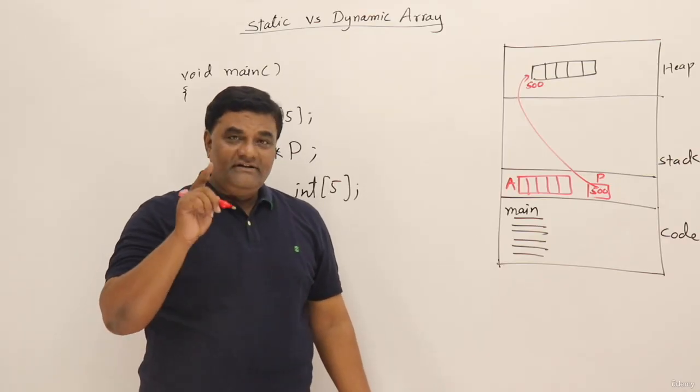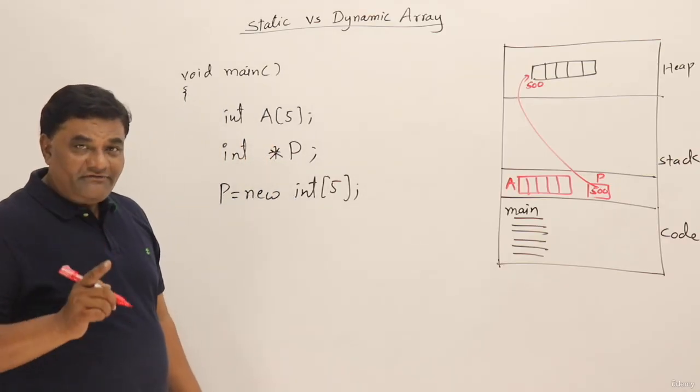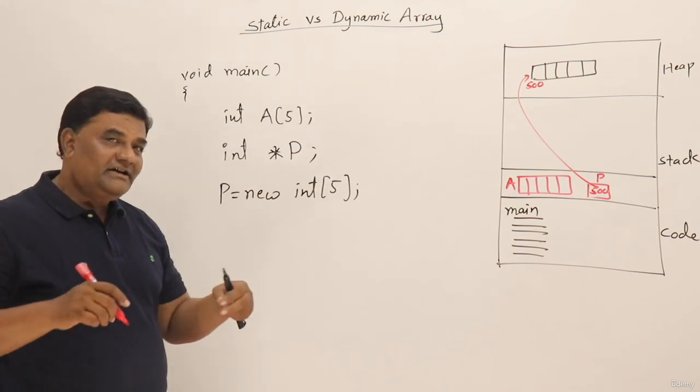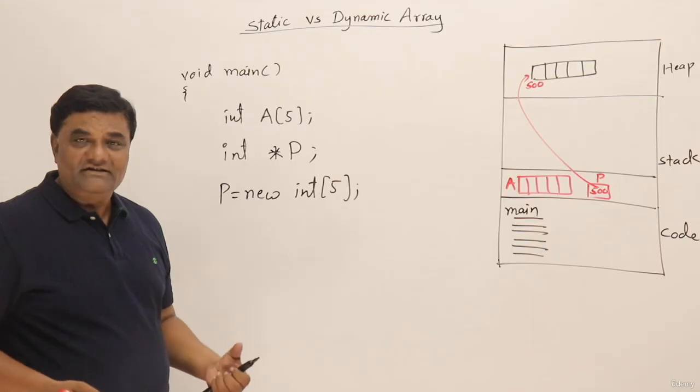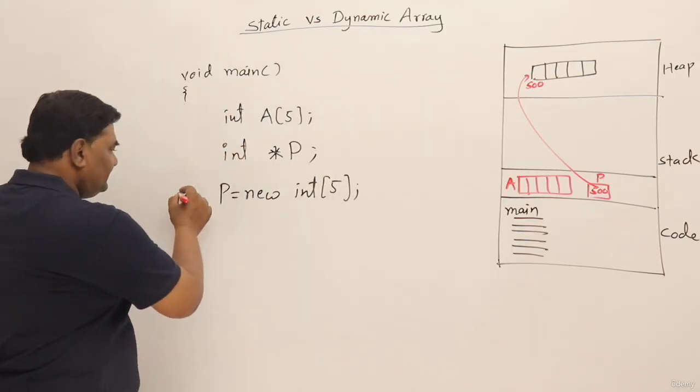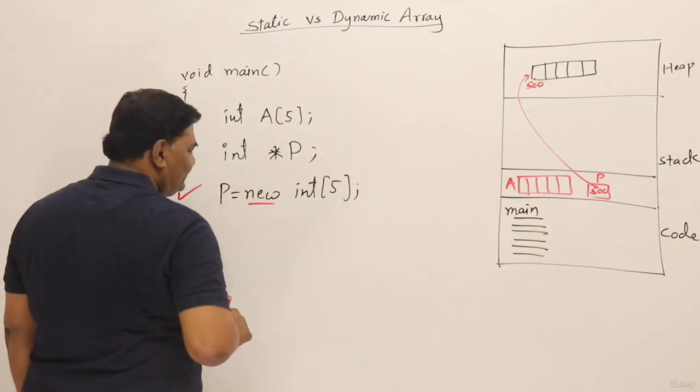Now one important thing I have to show you here: you get memory from heap only when you say new. Otherwise, all the variables you declare will get memory inside the stack only. Now new is an operator in C++.